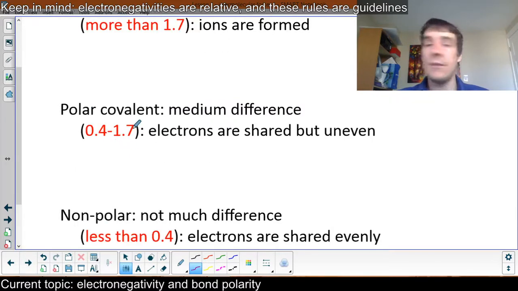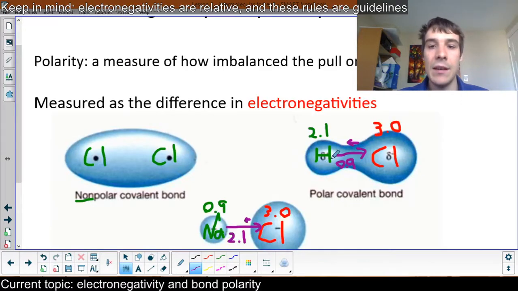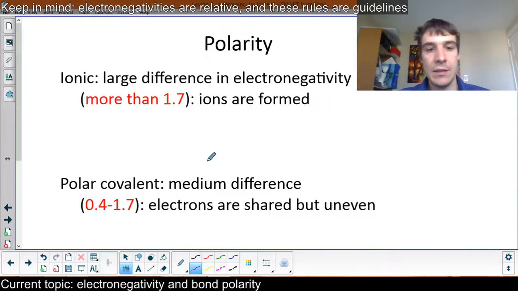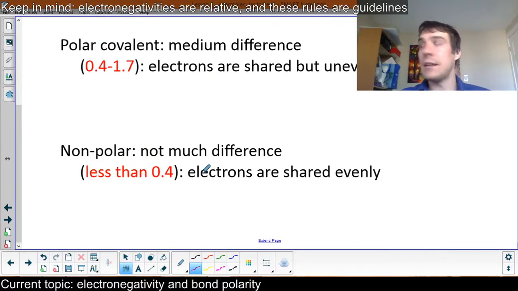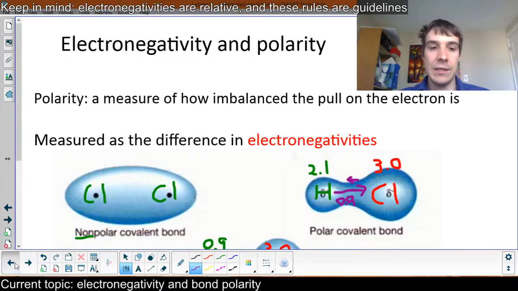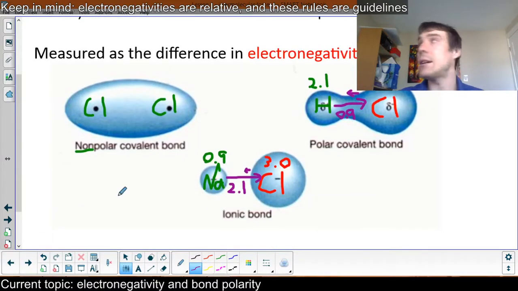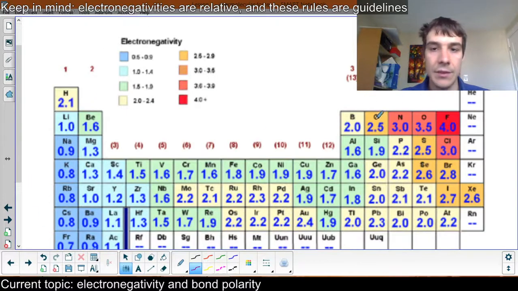Polar covalent is usually treated as 0.4 to 1.7 as a difference. That's why we say that this is polar, 0.9. And nonpolar is typically anything less than 0.4. So a good example of that would be carbon and hydrogen. Carbon and hydrogen have a very close electronegativity. Carbon 2.5, hydrogen 2.1. So the difference is right on that 0.4 cusp.